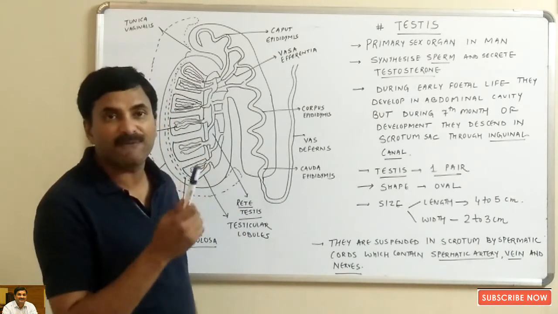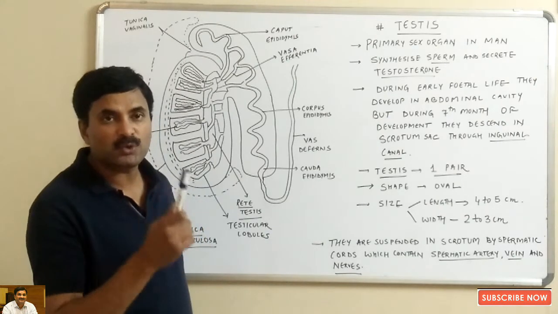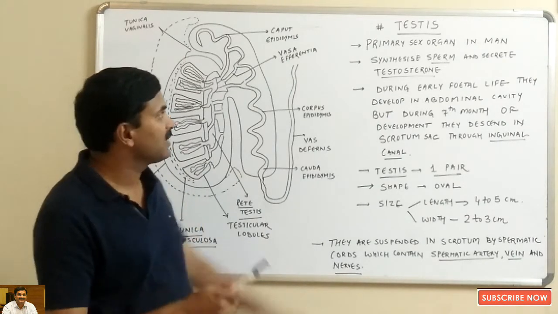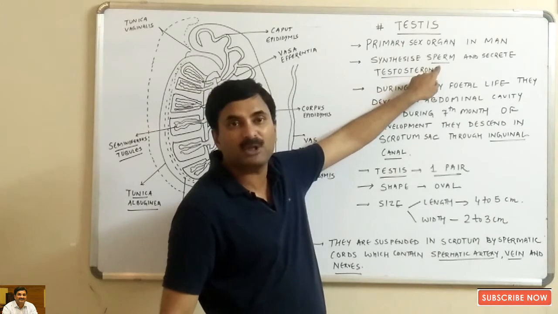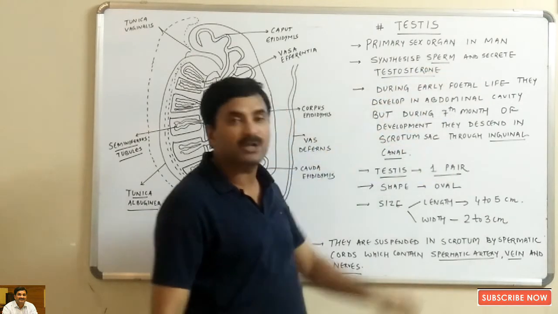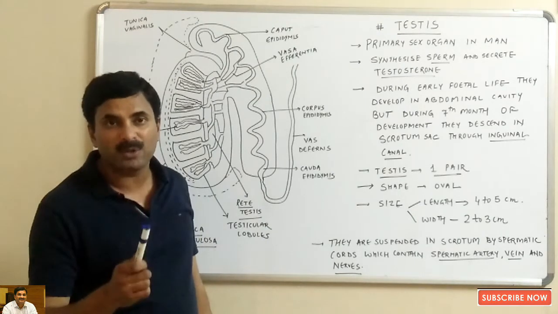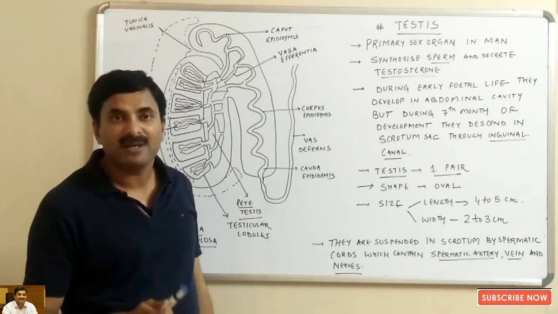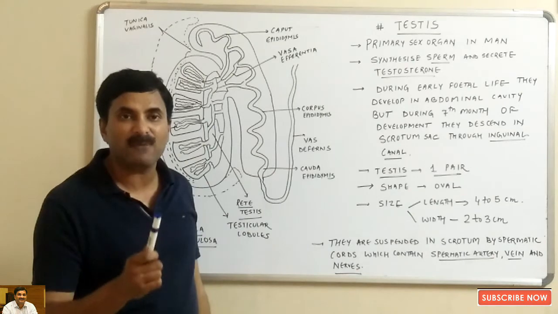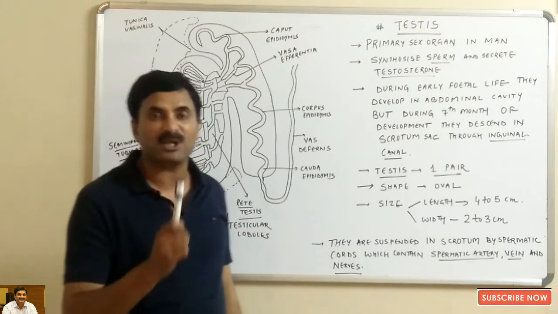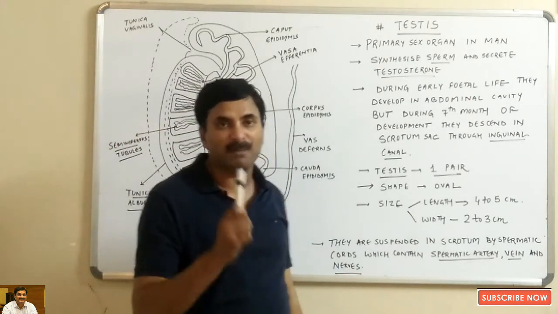Now what are the two chief functions of the testes? The two chief functions of the testes are that it synthesizes the male gamete known as the sperm, and it also secretes the male sex hormone known as testosterone, which is also called androgen, and these hormones are responsible for the production of the secondary sexual characteristics in the case of the male.